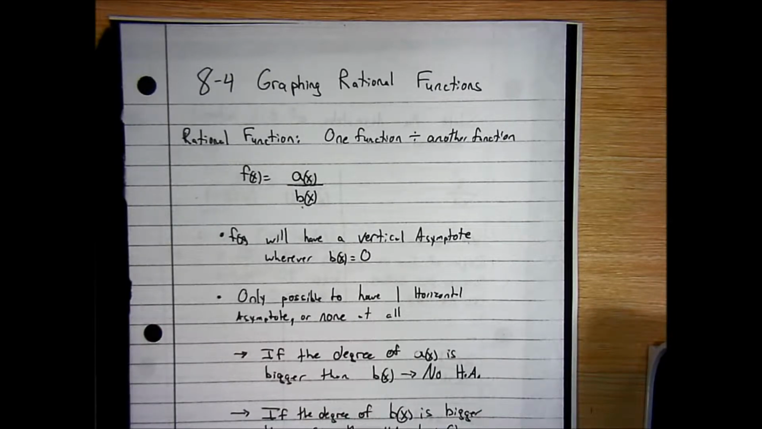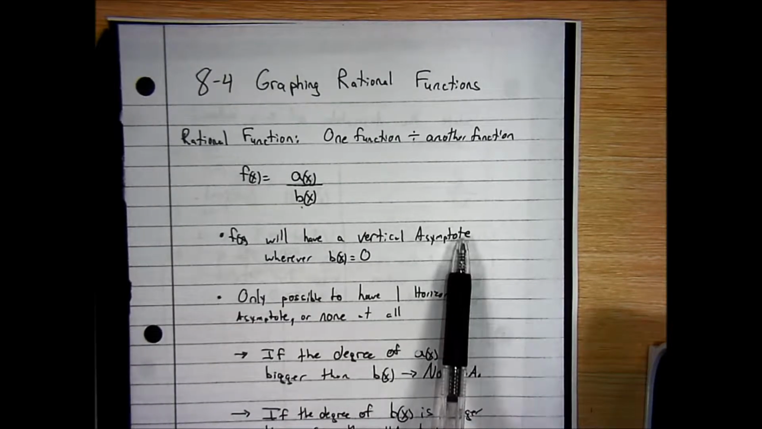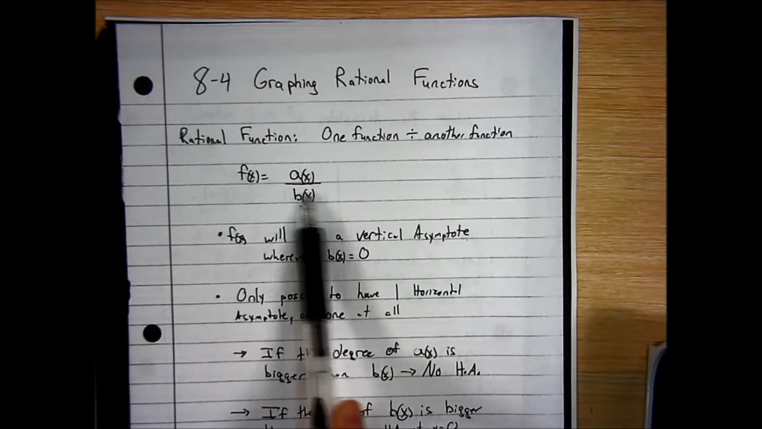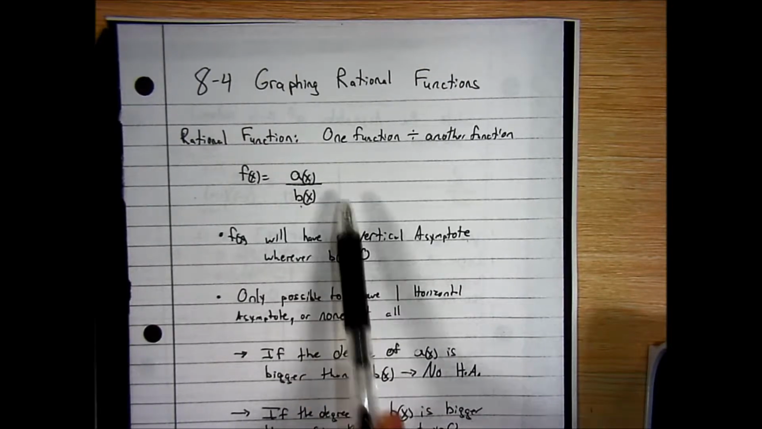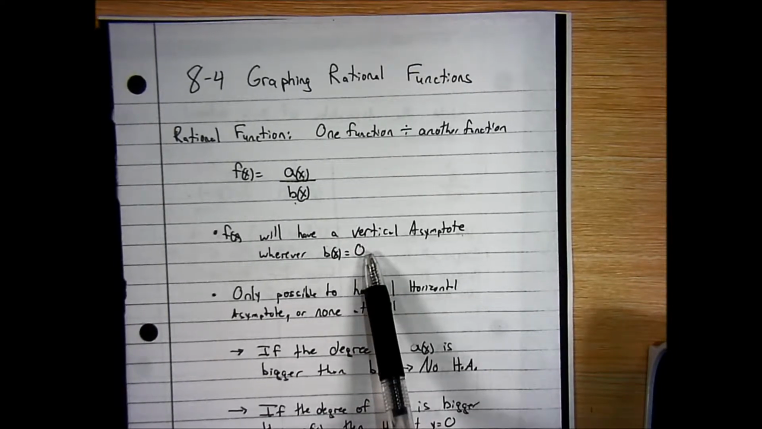And kind of like yesterday, we're still focusing on vertical asymptotes. And we'll be talking some more about horizontal asymptotes, and then part 2 of 8.4 will be oblique asymptotes or slanted asymptotes. Okay? So, our function will have a vertical asymptote wherever the bottom function or the bottom part equals 0. That'll give us our verticals. That's kind of what we worked on the other day.